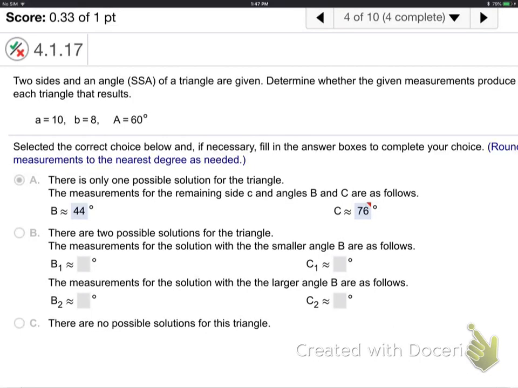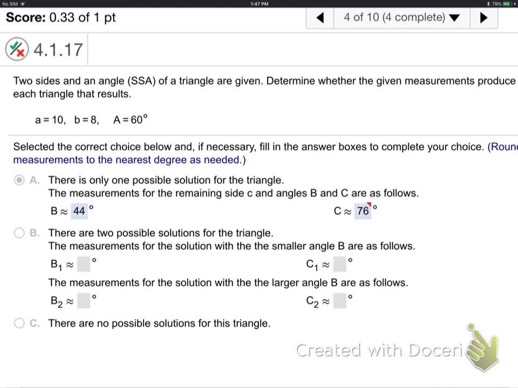Look at this question. I've already answered it, therefore, I'll show you how we got that answer. But look, it says two sides and an angle, so that's an angle triangle given. Determine whether the given measurement is, well, anyway, some of the words are cut off. But basically, look what they want us to answer. There's only one possible solution for the triangle. There are two possible solutions. There are no possible solutions.